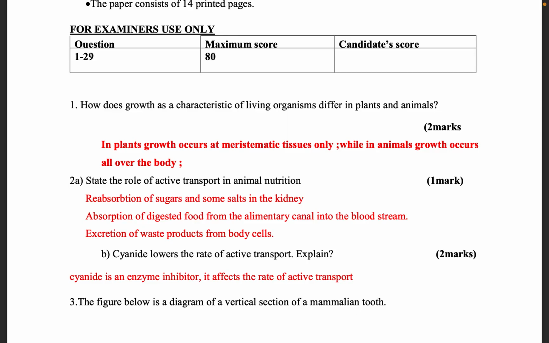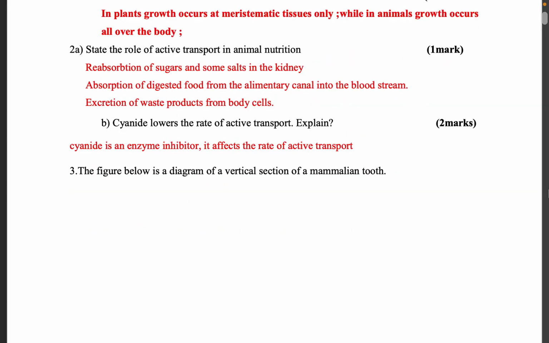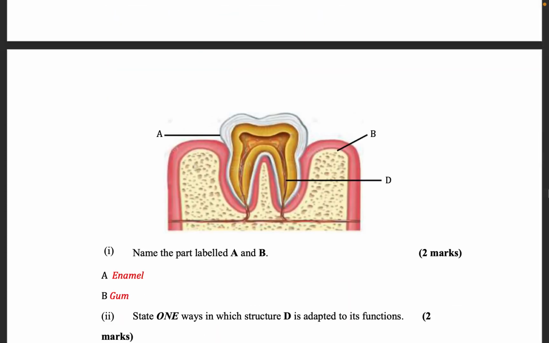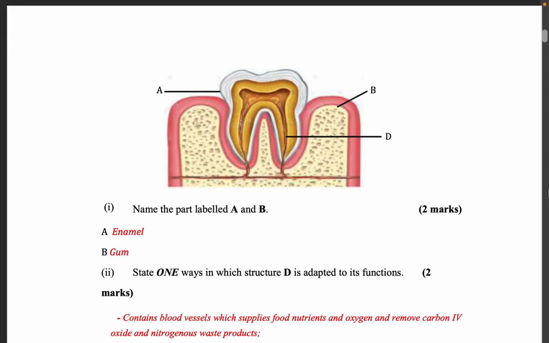Question 3. The figure below is a diagram of a vertical section of a mammalian tooth. Name the part labeled A. A is the enamel. B is the gum.